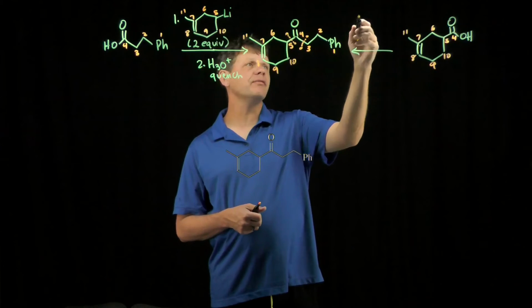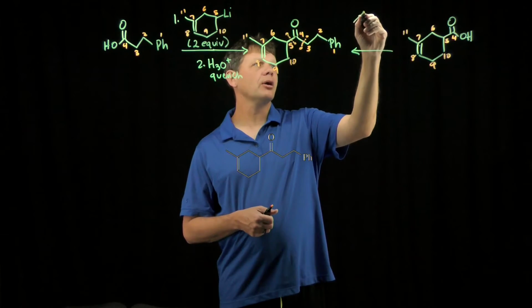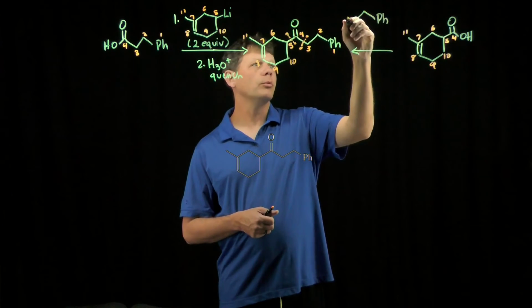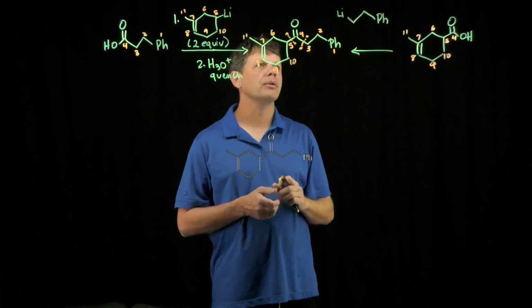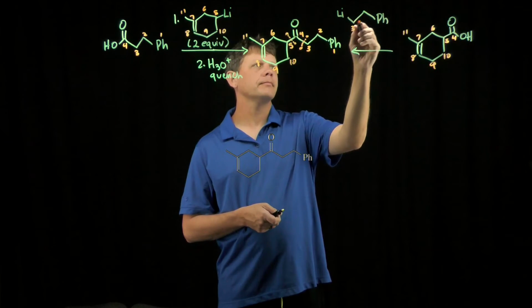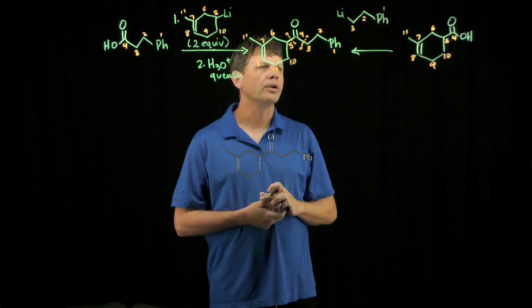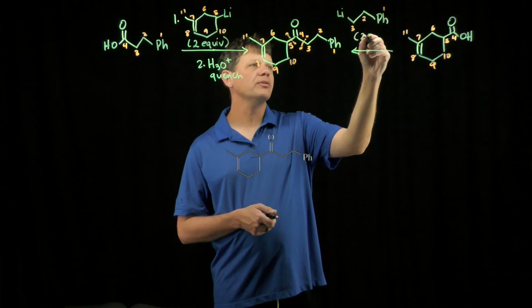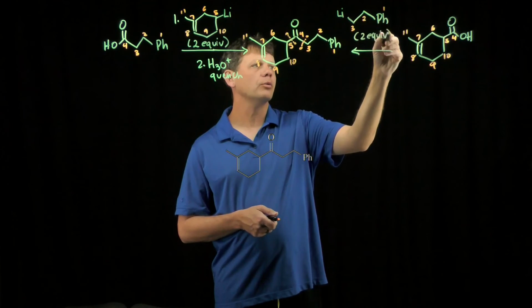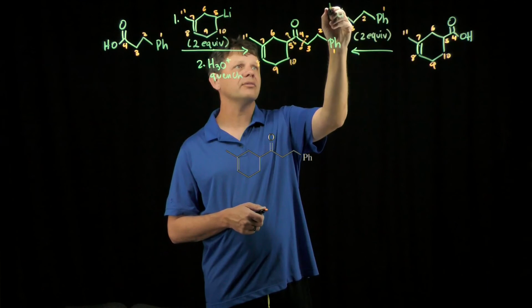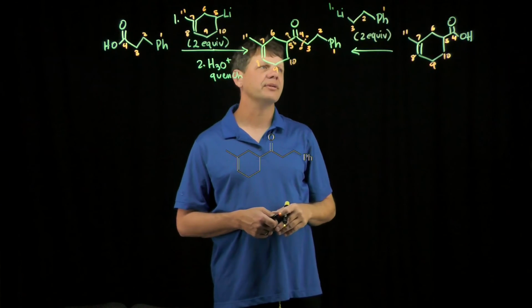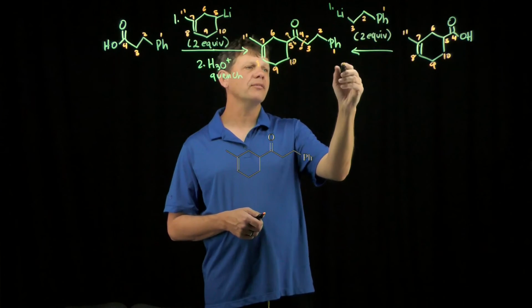Step 1 then would be to react. We're trying to make the 3,4 bond. So carbon 3, carbon 2, and the phenyl group. We'll put the lithium on carbon 3. Going to need 2 equivalents for the same reason. As a strong nucleophile, it will first deprotonate. It will act as a base to deprotonate the carboxylic acid. The second will add as a nucleophile.